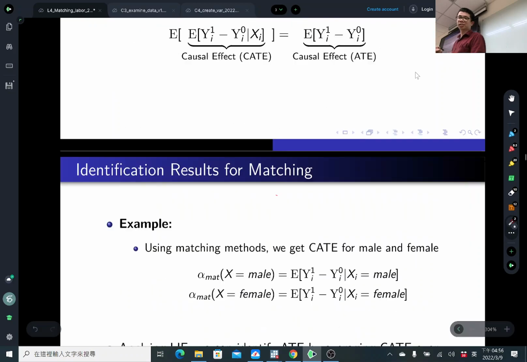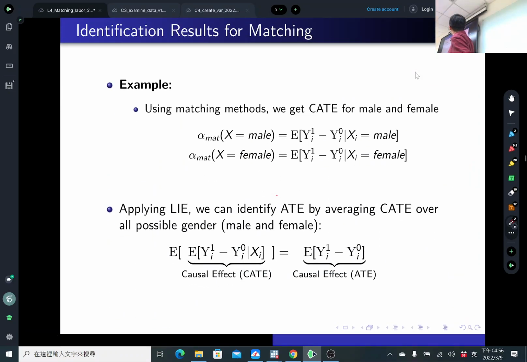Okay. And similarly, this is just an example, you get the average effect for the male and average effect for the female of the job training program, and you just take the average of these two terms, you can get the average effect for whole population, because whole population is either male or female. Okay, and you get the causal effect for male and female, then you should be able to get the causal effect for whole population.